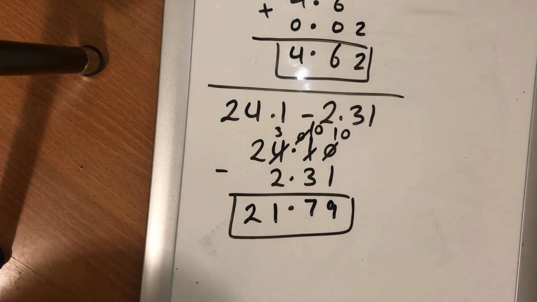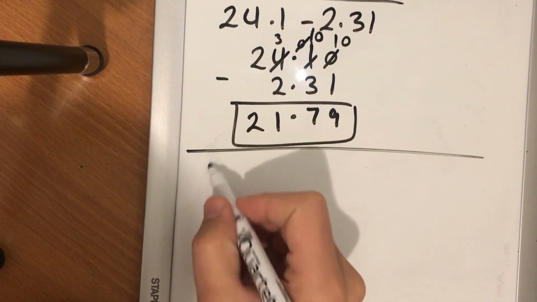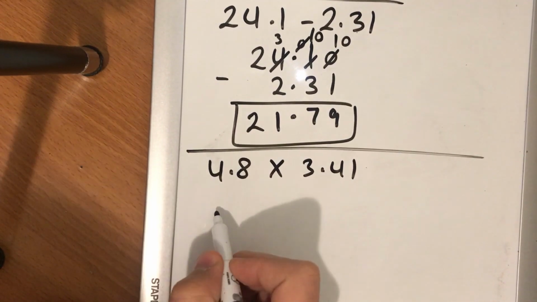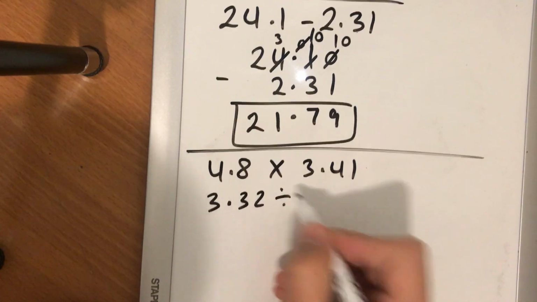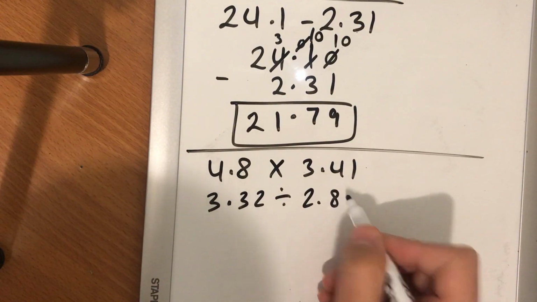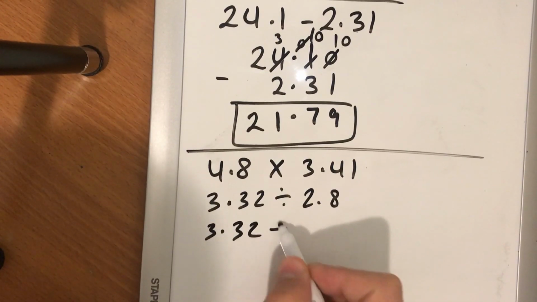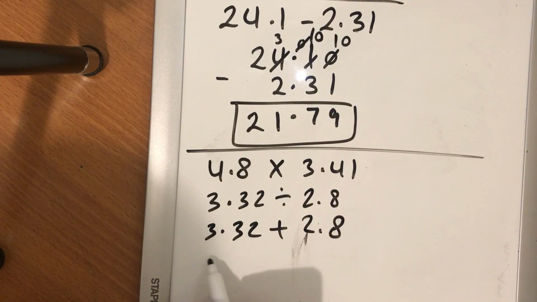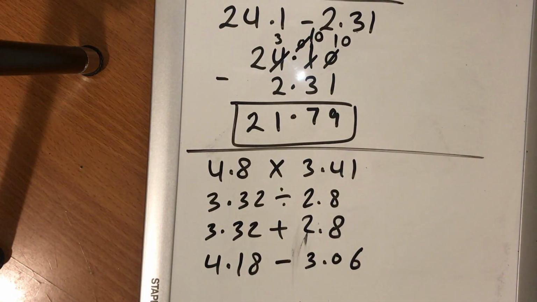Now for practice problems, try doing the following problems. If I have 4.8 times 3.41, and also 3.32 divided by 2.81, or just 2.8. Addition, just add the same problem again. And subtraction, you should do 4.18 minus 3.06. I hope you understood the lesson.